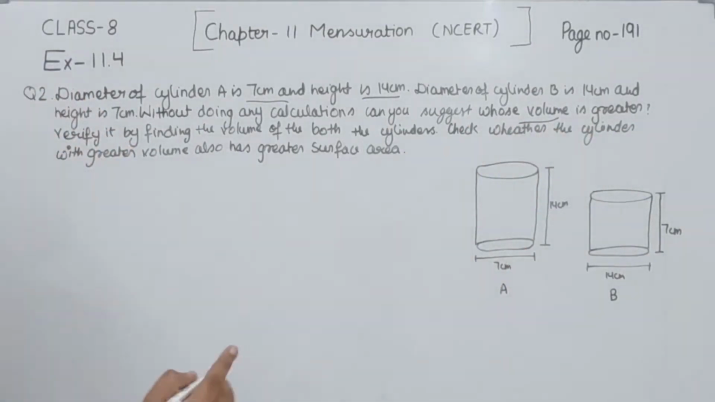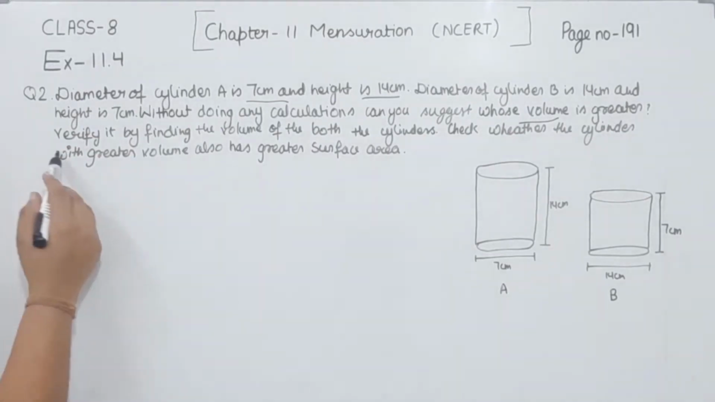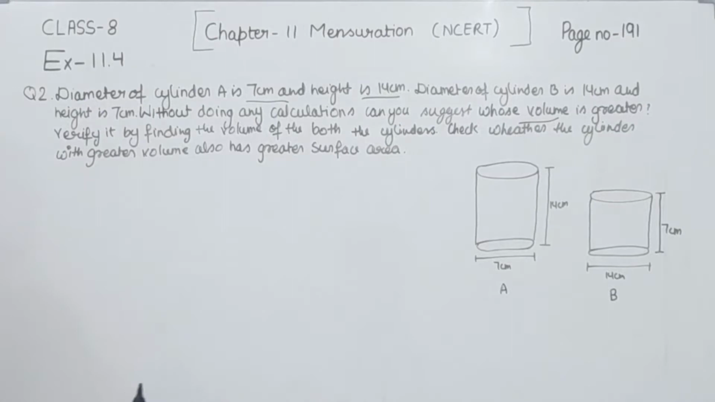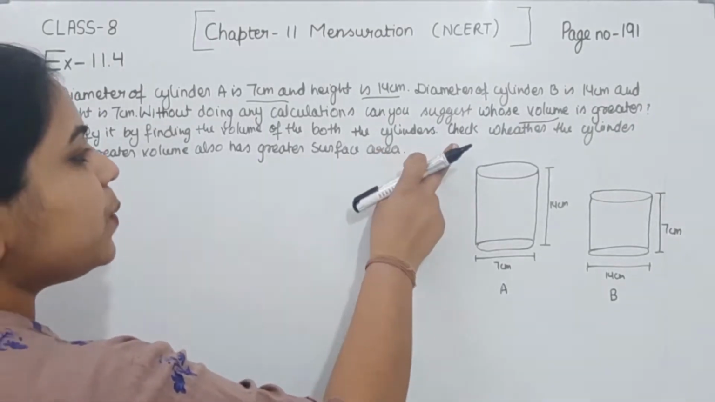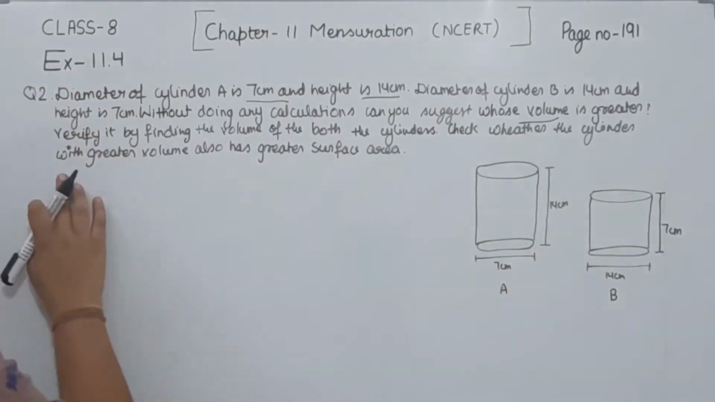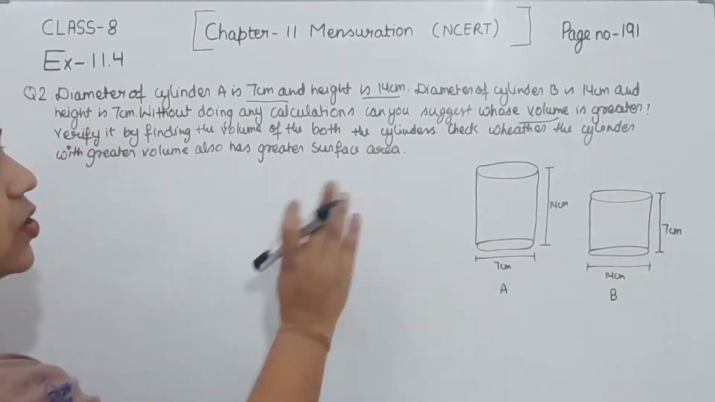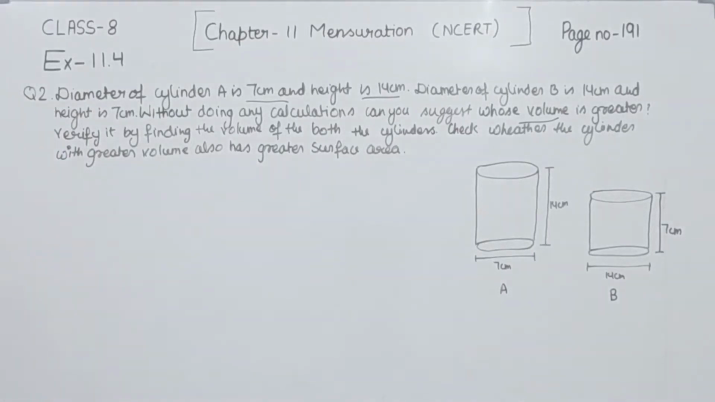And this is the first one. Now the second question: verify by finding the volume of both these cylinders. So in the second one we have to find the volume of both the cylinders. Now comes the next one: check whether the cylinder with greater volume also has the greater surface area. This is the third question. So we are going to start with the first one. With the idea we have to tell which cylinder has the greater volume.